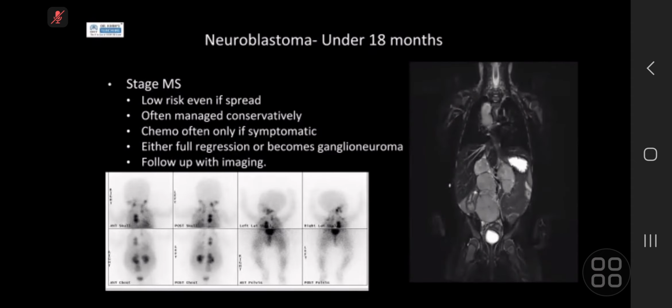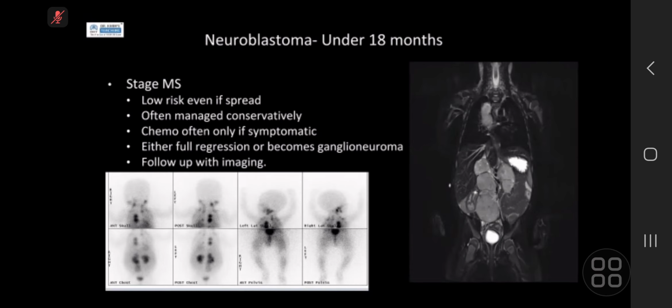So staging for neuroblastoma is done by the International Neuroblastoma Risk Group Staging System. It was for you to stage pre-operatively. You've got stage 1 disease, which is localized tumors confined to a body cavity without any image-defined risk factors. I'll tell you what they are. Stage 2 is locoregional with image-defined risk factors. And then you've got stage M, which is with distant metastases.